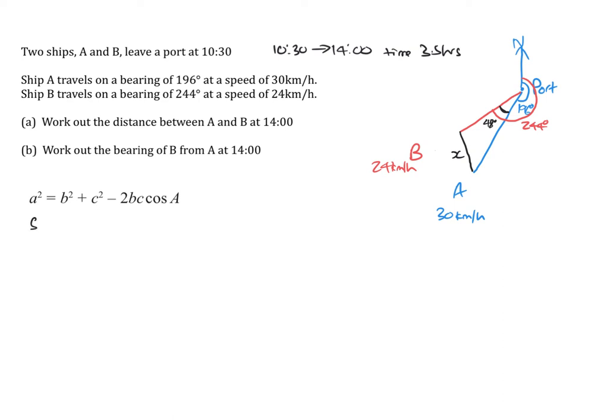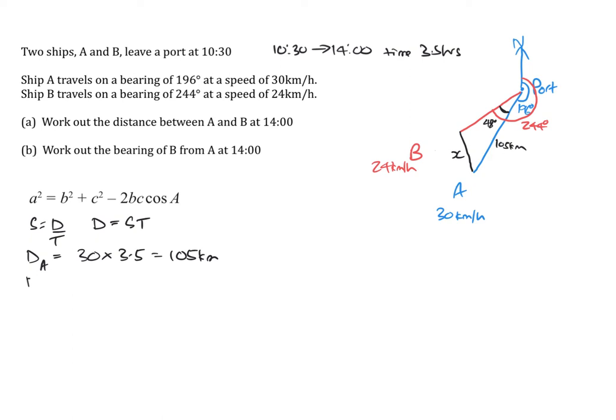Speed, as you should know, is distance divided by time, so rearranging that, distance is equal to speed times time. So the distance for A is the speed of that ship, which is 30, multiplied by the time, which is 3.5. It gives me a distance of 105 kilometers, so that ship has traveled 105 kilometers.